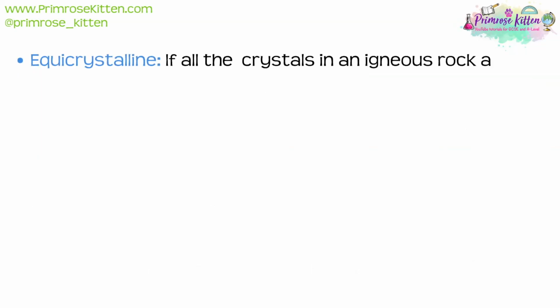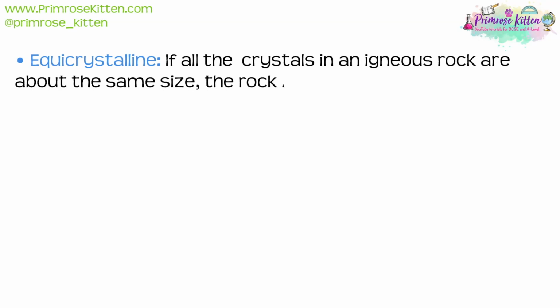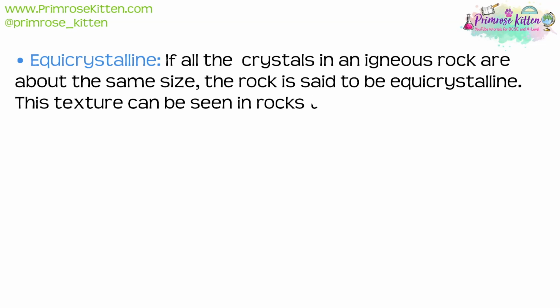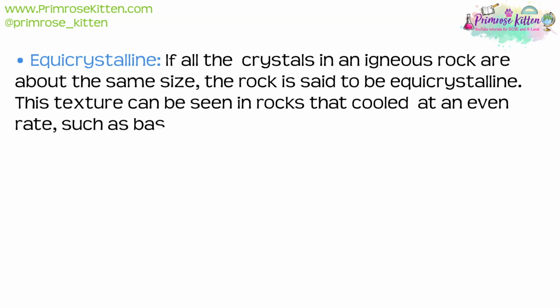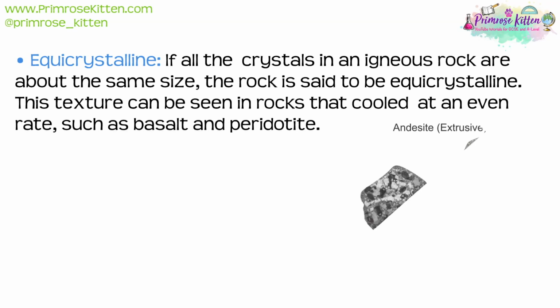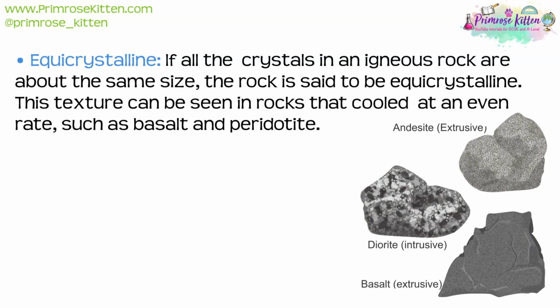Equicrystalline. If all the crystals in an igneous rock are about the same size, the rock is said to be equicrystalline. This texture can be seen in rocks that cooled at an even rate, such as basalt and peridotite.